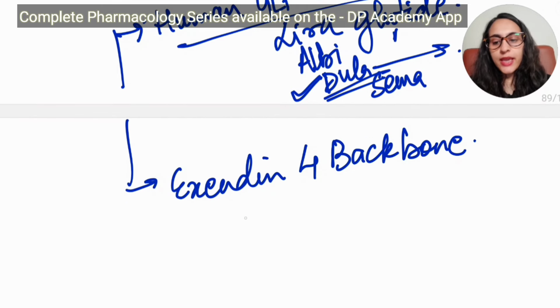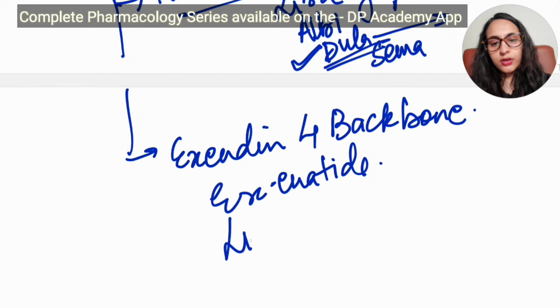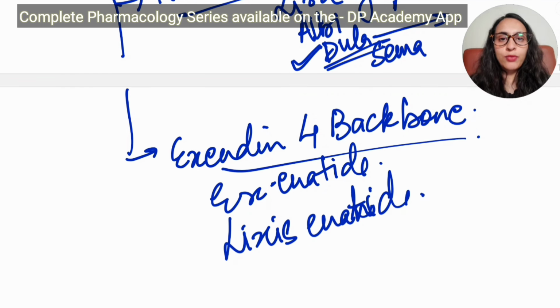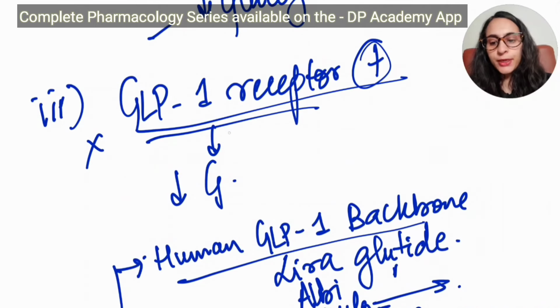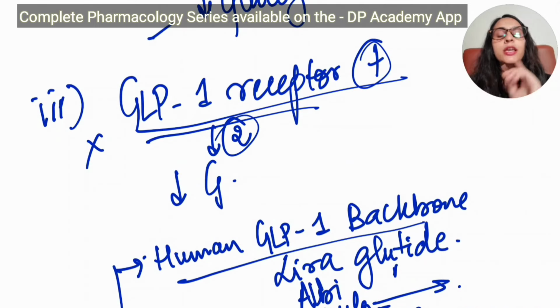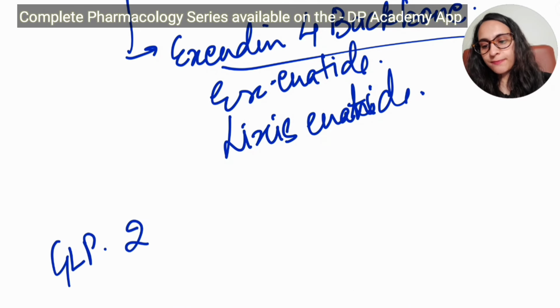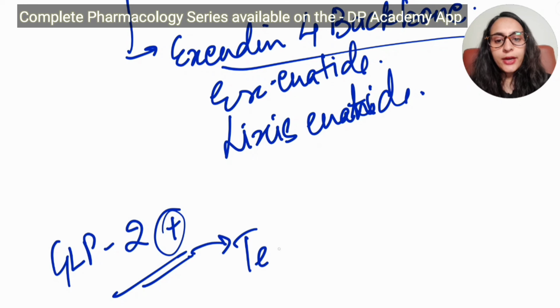Exendin-4 backbones end with -natide, like exenatide or lixisenatide. So these are exendin-4 backbone derivatives. We also have GLP-2 receptor agonists. This was the GLP-1 receptor agonist. GLP-2 receptor agonists are drugs like teduglutide.